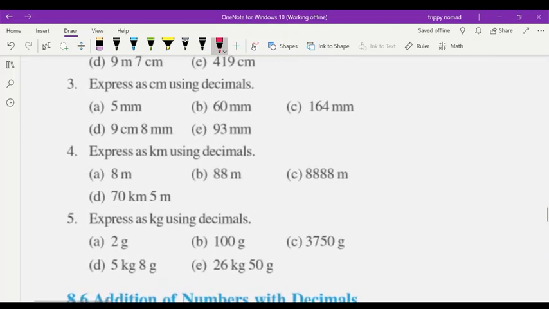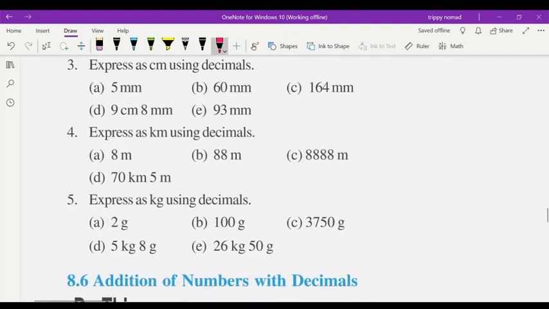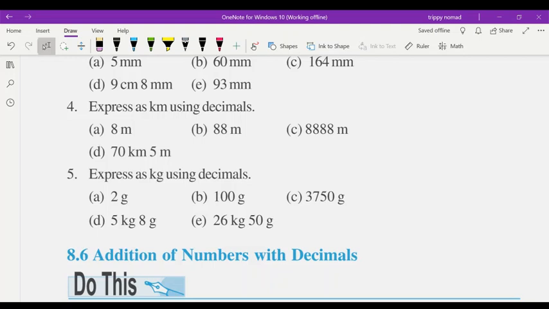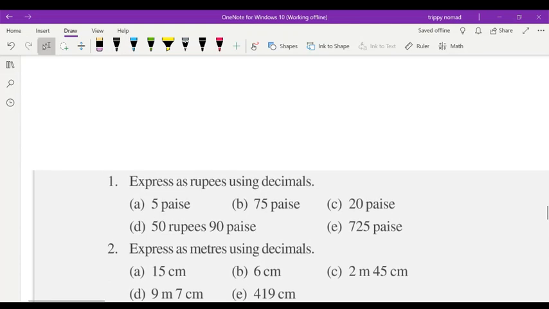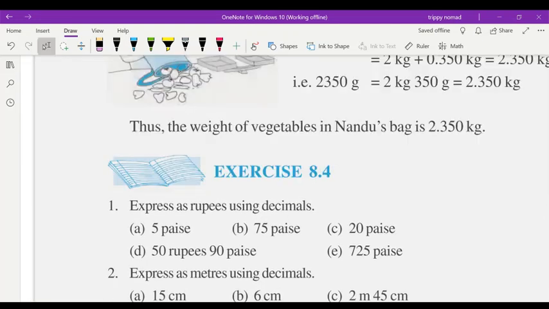Same way you will do this, and here orally also we can divide by 1000. That means 3 kilogram and 750, 3.750. Same way the remaining parts you will do as I explained in other questions. I hope you understood. If any doubt, you may write in the comment box. That sum will be solved. So you complete this exercise number 8.4.